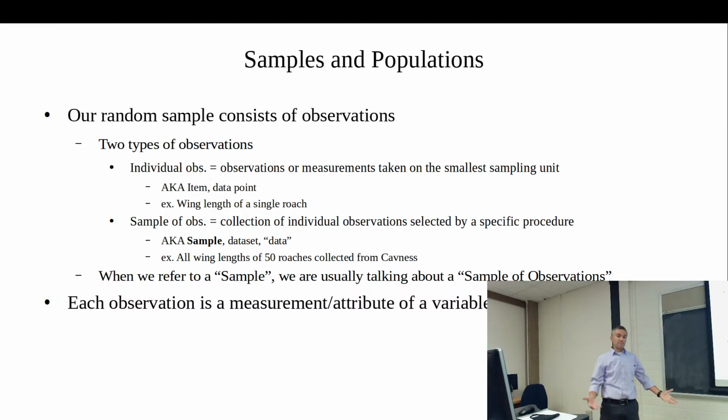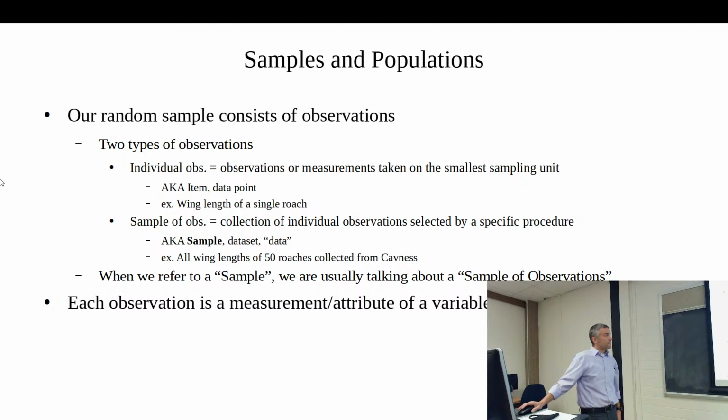So here's an example. We take our roaches and measure wing lengths on the roaches. Each roach gives us a wing length. So the wing length for a single roach is our single data point. That's our individual observation. Say we measured 50 roaches. Those 50 measurements then represent our sample, our data set, or our data.